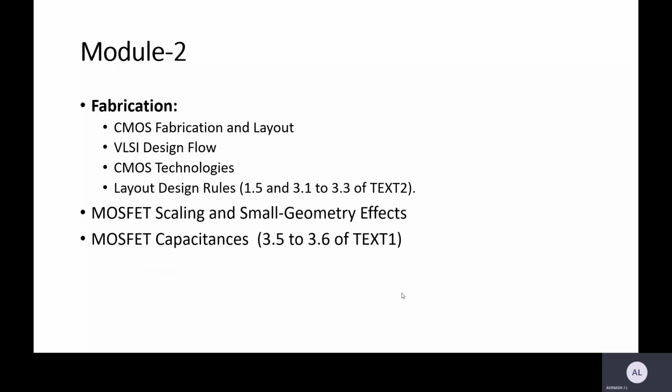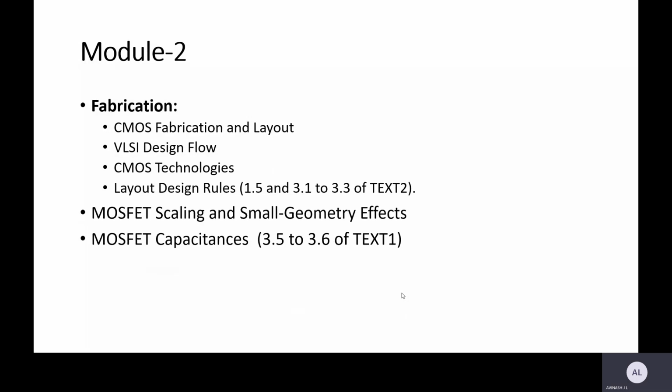So CMOS technologies and layout design rules. For this particular topic, we need to refer to the content from textbook 2, that is 1.5 for CMOS fabrication and the layout. After that, VLSI design flow, CMOS technologies and all, we need to refer from 3.1 to 3.3. After that, MOSFET scaling and small geometry effects we are going to discuss. After that, MOSFET capacitances and all we are going to discuss, that is 3.5 to 3.6 of textbook number 1.